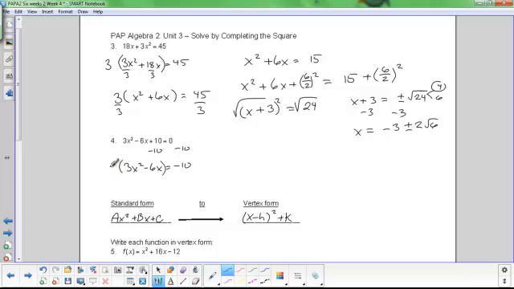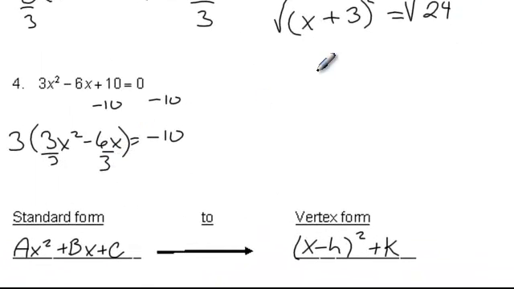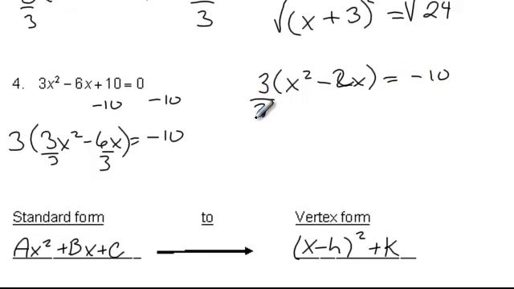Factoring out a is going to be dividing everything by 3. Now I get 3x squared minus 2x equals negative 10. Dividing out the 3 to both sides, I get x squared minus 2x equals negative 10 divided by 3.